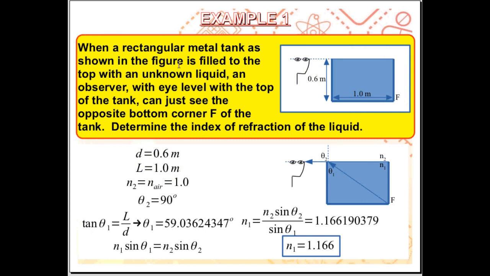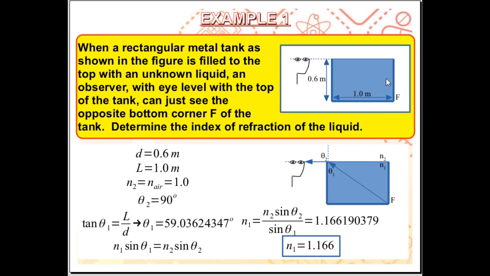Consider now the following example. Example 1. When a rectangular metal tank, as shown in the figure, is filled with an unknown liquid up to the top of the tank, with the level of the top of the tank level with the eye of an observer as shown, the observer can just see the opposite corner F of the tank. Determine the index of refraction of the liquid.